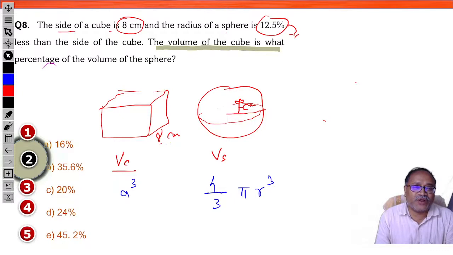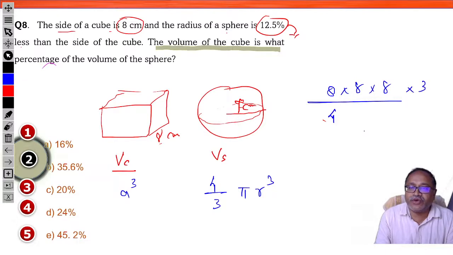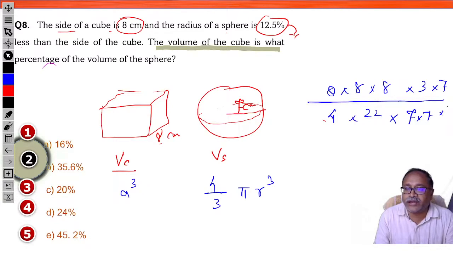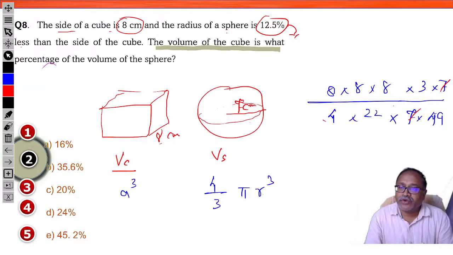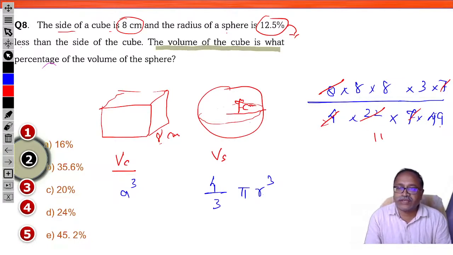So what is the volume of a cube? The volume of the cube is 8 into 8 into 8. Keep it loose, and it is 4 by 3. I will take the 3 over here into 22 by 7. I will take the 7 over here and into r cube. So how many 7s are there? 1, 2, and 1 seven is the denominator. I can write it as 49. So this is nothing to teach you people, you are so mature. Now coming to the cancellation with 4, this is 2 times, with 2 this is 11 times. So further cancellation is not possible.